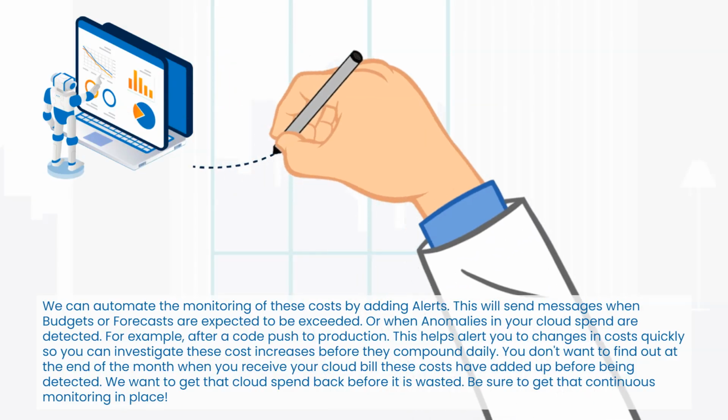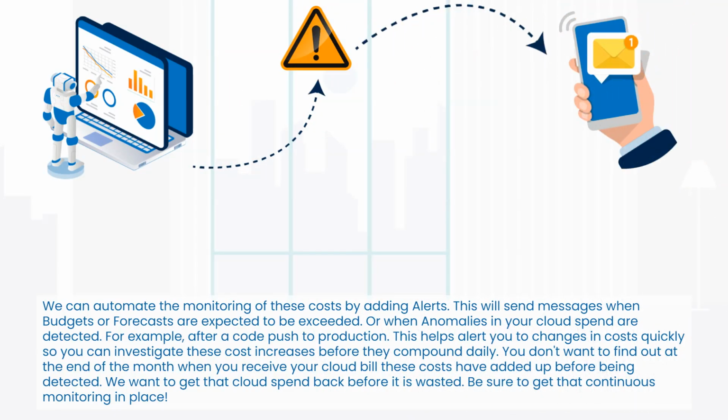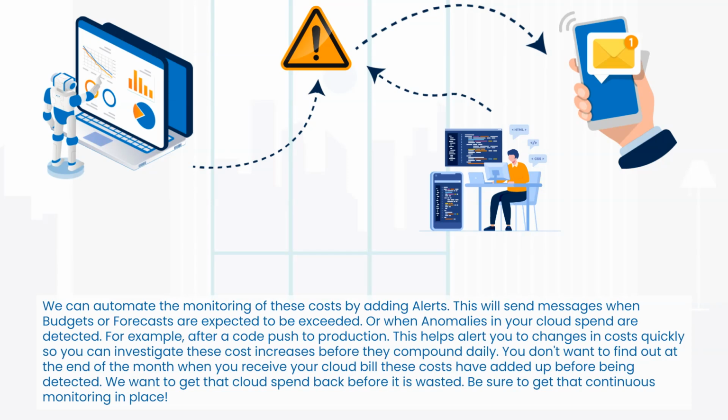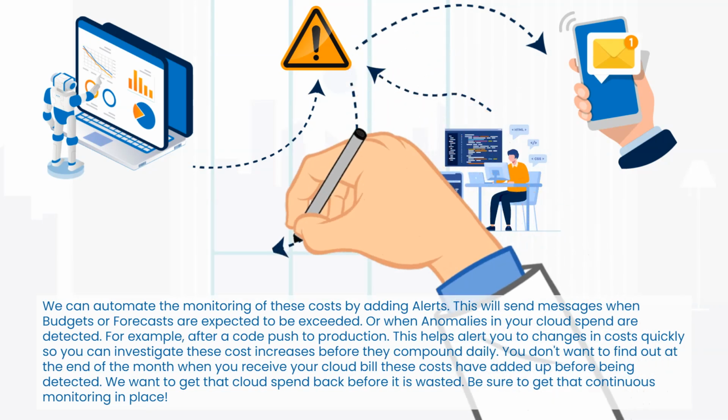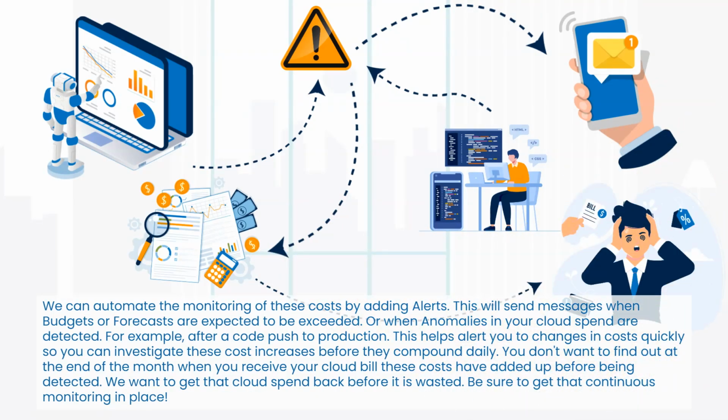We can automate the monitoring of these costs by adding alerts. This will send messages when budgets or forecasts are expected to be exceeded, or when anomalies in your cloud spend are detected. For example, after a code push to production. This helps alert you to changes in costs quickly so you can investigate these cost increases before they compound daily. You don't want to find out at the end of the month when you receive your cloud bill that these costs have added up before being detected. We want to get that cloud spend back before it is wasted. Be sure to get that continuous monitoring in place.